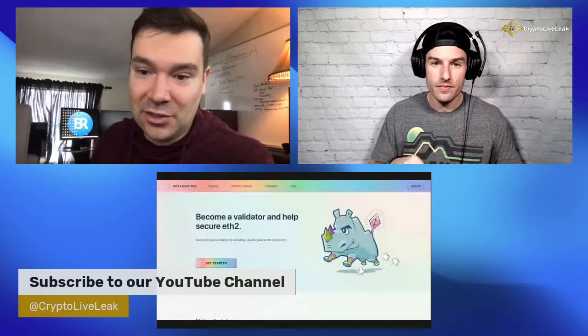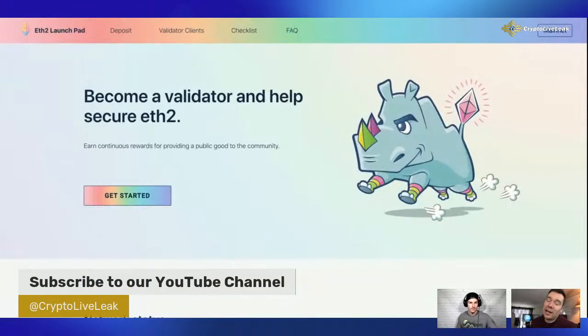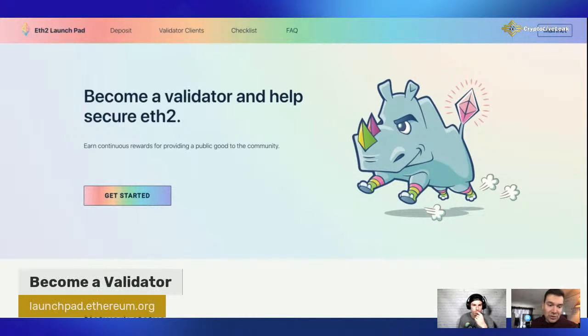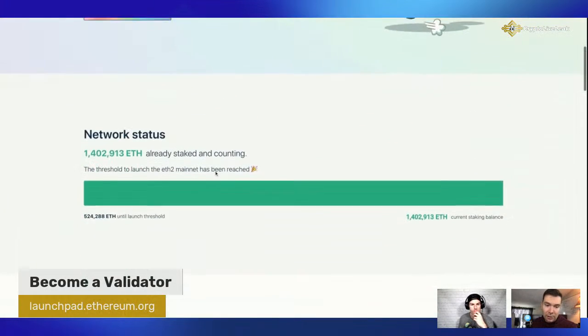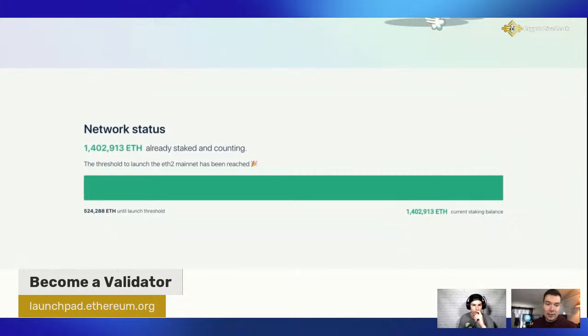Absolutely, and let's bring up that graphic right now. Actually, this is a good time to discuss it. Yeah. So you're right. How do you become a validator on ETH 2.0, and what are those metrics that you just mentioned? So the website is going to be launchpad.ethereum.org. This is where you're going to find all your information on how to become a validator and how to help secure the ETH 2.0 network, how to deposit Ethereum, and what software to download to start participating in this.